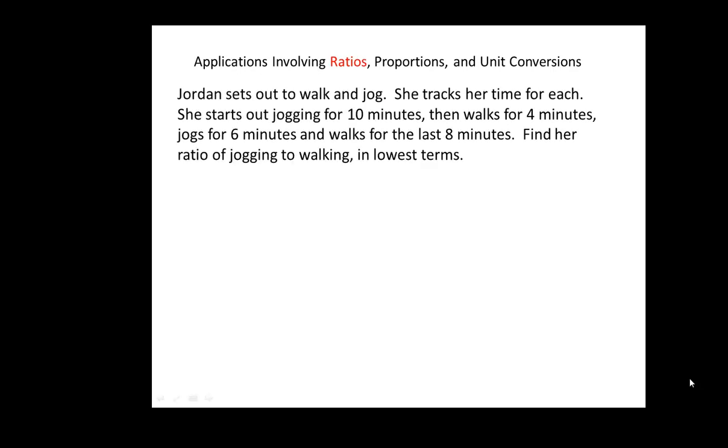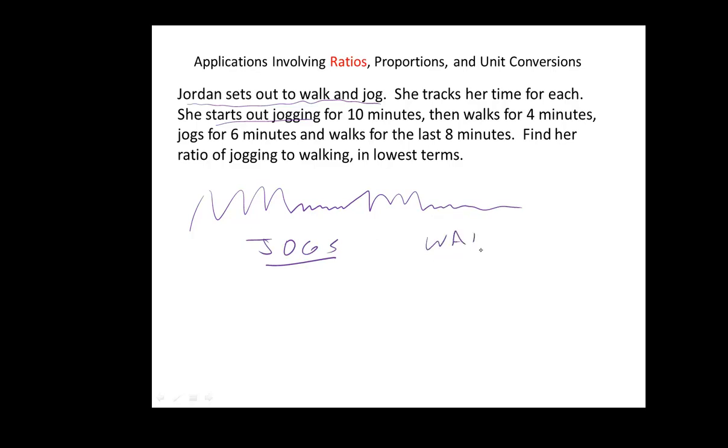In this example, Jordan is going to be walking and jogging. She starts out jogging, then walks for a little while, then jogs again, and then walks for a little while. Let's keep track of how long she jogs and how long she walks. She first jogs for 10 minutes, then walks for 4 minutes, then jogs for 6 minutes, and finally walks for 8 minutes. We'll total these up to see that she's jogging for 16 minutes and walking for 12 minutes.